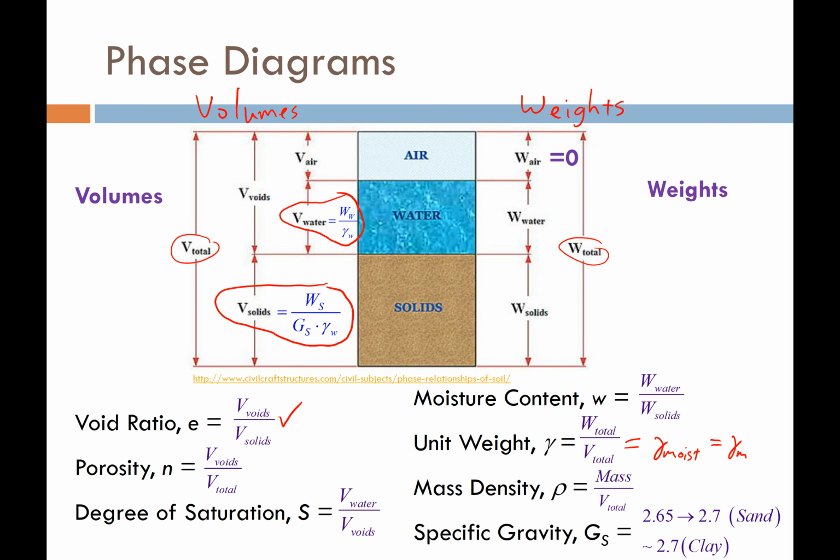These two equations that I just showed you and circled are going to be the key to your completing a phase diagram. They're kind of like little tricks. If you can get the volume of the solids using this equation, and get the volume of the water using this equation above, then typically you can complete the rest of the phase diagram. Notice how I'm computing volumes as a function of a weight that we know, a specific gravity, which we can assume, and the unit weight of water, which we typically know as well.